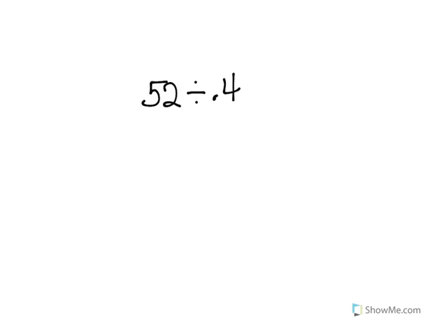If I want to do 52 divided by 4/10, that's going to look like this: 52 divided by 4/10. I can't divide by a decimal, so I have to get rid of the decimal. I can do that by multiplying 4/10 times 10. If I multiply it by 10, it's really going to make that 4. So I'm getting rid of the decimal.